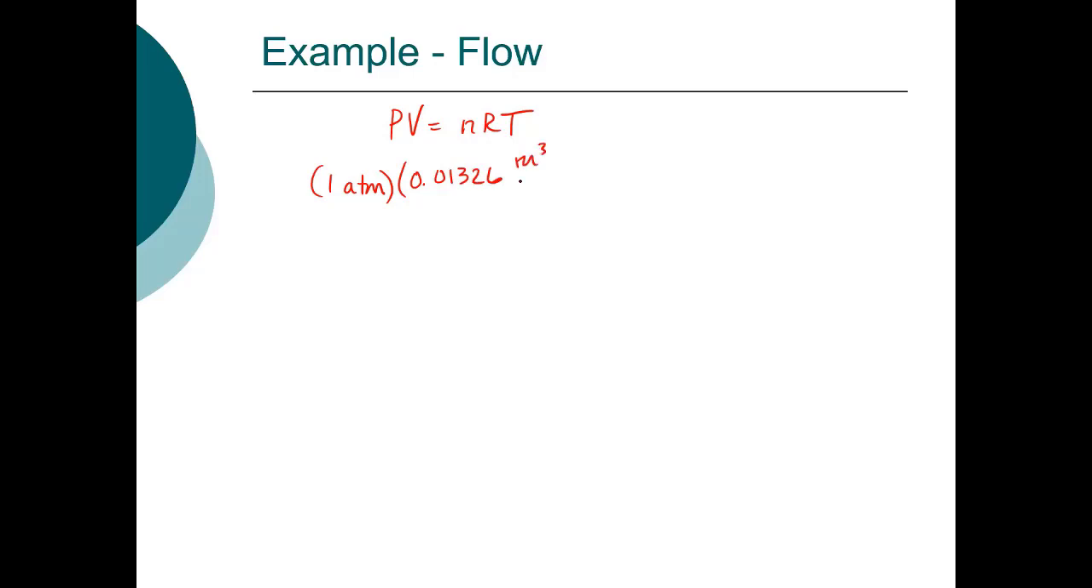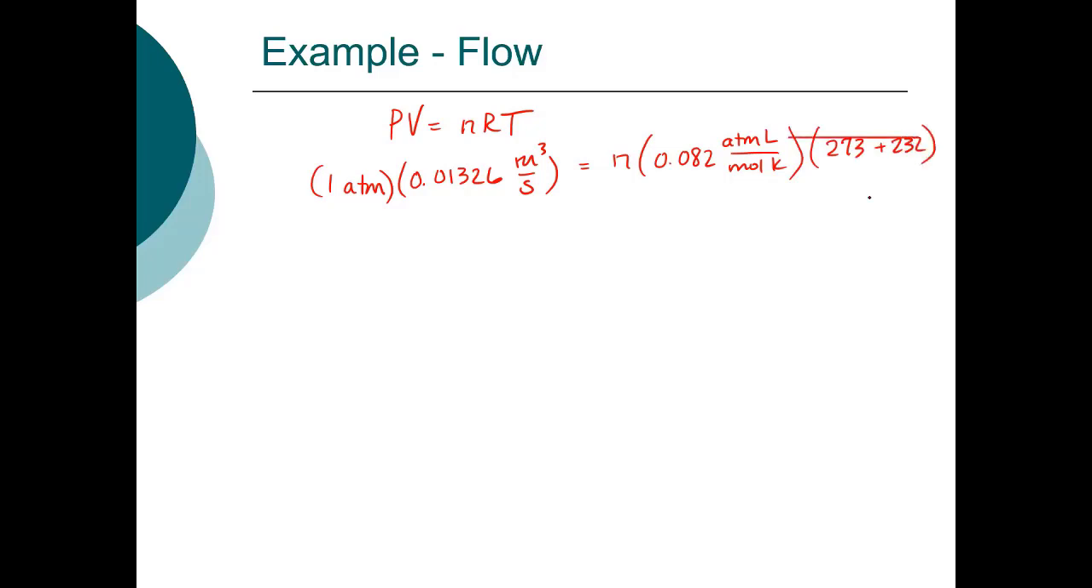Okay, this is a volume, but I'll just take it per unit time. And that is equal to N. I need the number of moles because I need to convert to mass, times 0.082 atmospheres liters per mole Kelvin, times 273 plus 232. And I have our temperature.